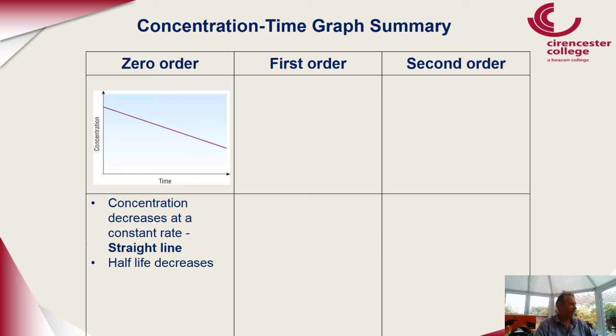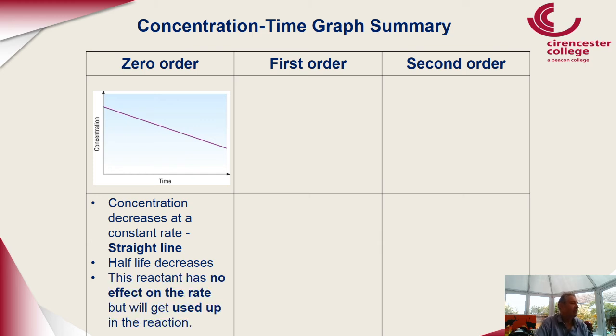And the half-life decreases. This reactant has no effect on the rate, but gets used up in the reaction. So it's being used up, because the concentration is going down. If it was a horizontal line, that would mean the substance is not getting used up. But because it's going down, it is getting used up, at a constant rate, and it has no effect on the rate of reaction. The half-life is decreasing. We'll see that in a minute.